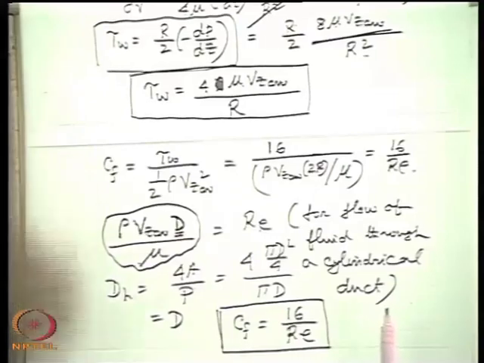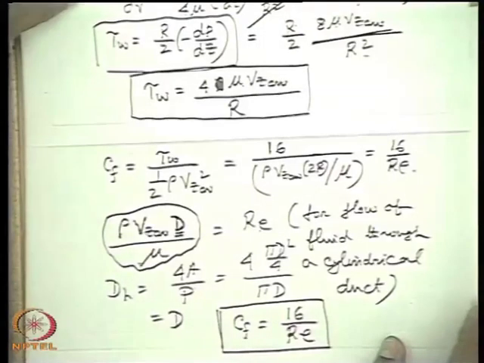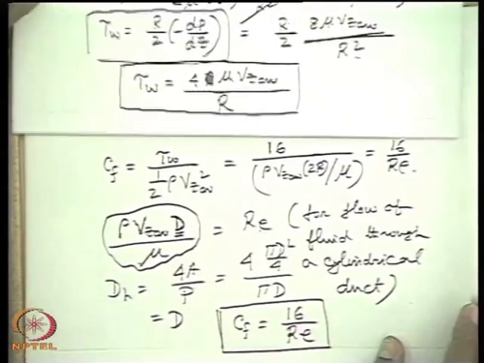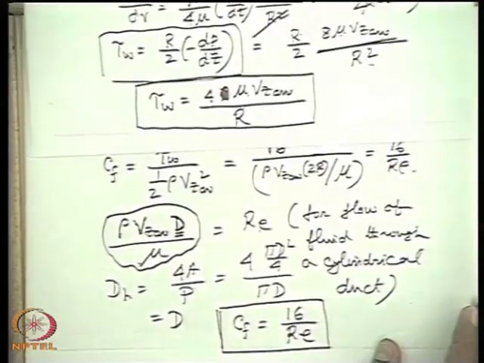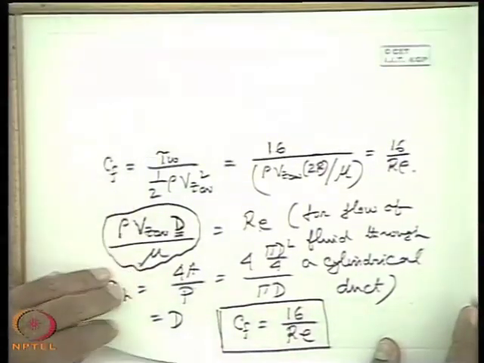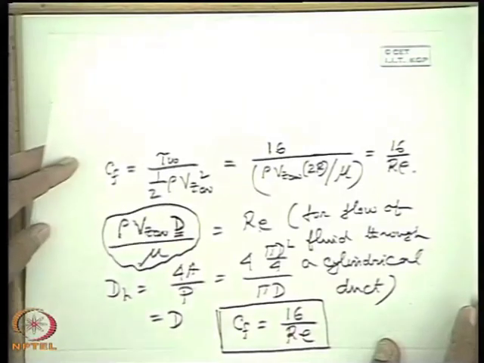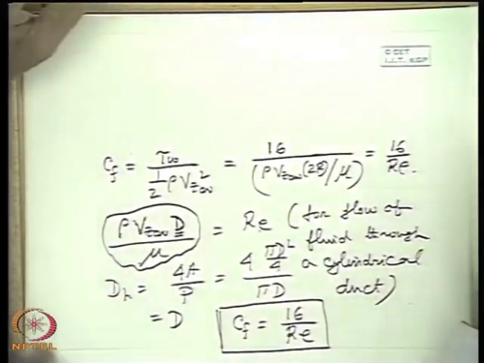All right. So this is about the Hagen-Poiseuille flow, all aspects of Hagen-Poiseuille flow. All right. So, any queries?